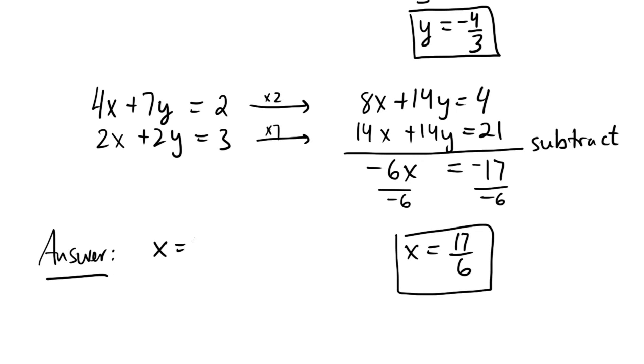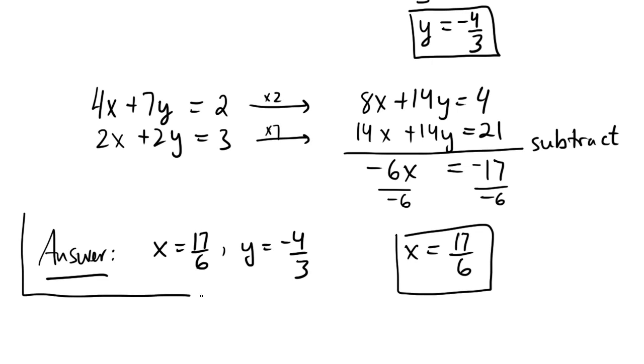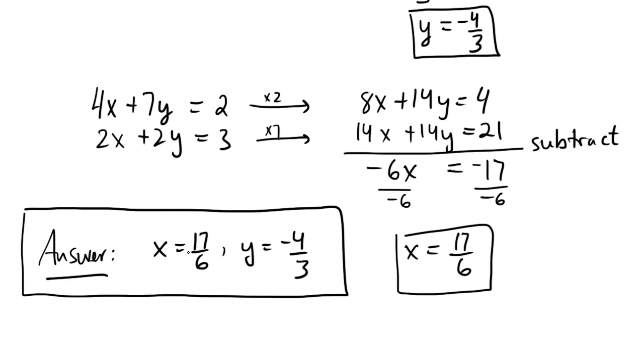So x is 17 over 6, and y is negative 4/3. Now, it does make me a little bit nervous that the answers are these ugly fractions. Sometimes teachers are nice, and they make the answers work out to be nice whole numbers to know for sure that you have the right answer. How can we check our answers?